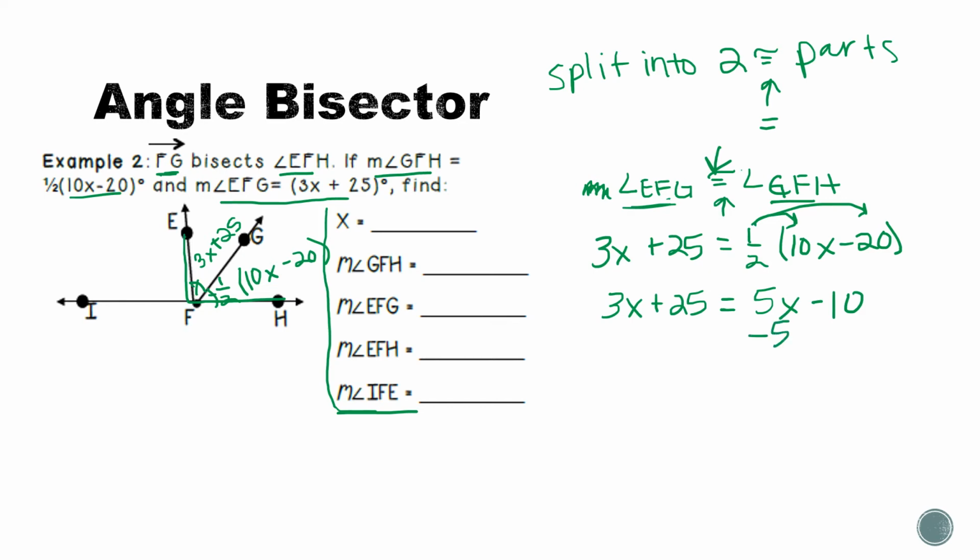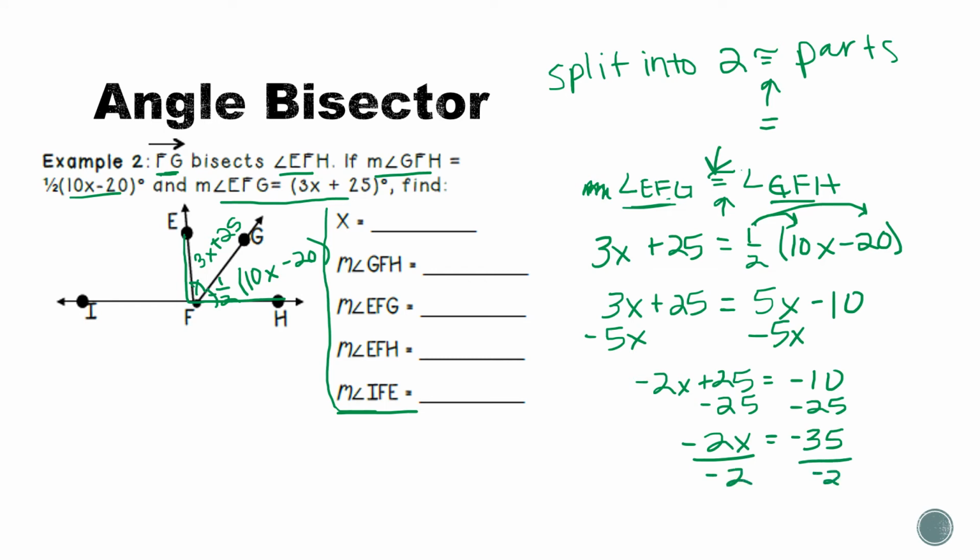So I'm going to subtract 5x from both sides. So I get a negative 2x plus 25 equals negative 10. Now I'm going to subtract 25 from the left-hand side and the right-hand side. So negative 2x equals negative 35. To get x alone, my last step is to divide by a negative 2. So x is going to equal 35 divided by 2 gives me 17.5. So going over here, I'm just going to fill in what x is, 17.5.